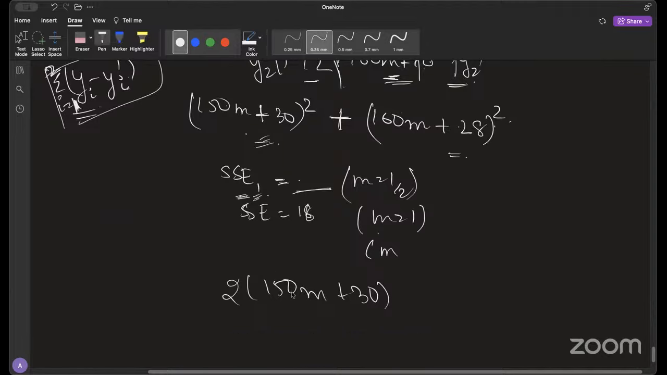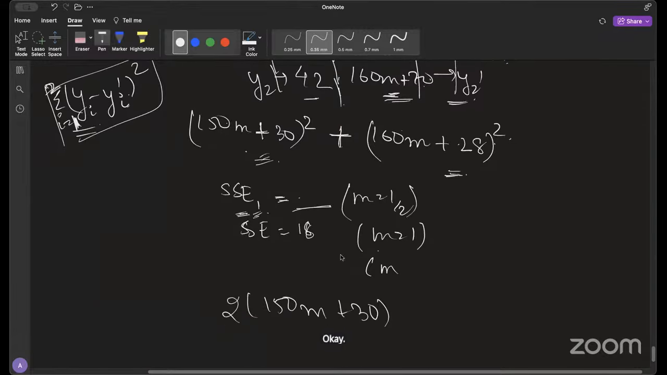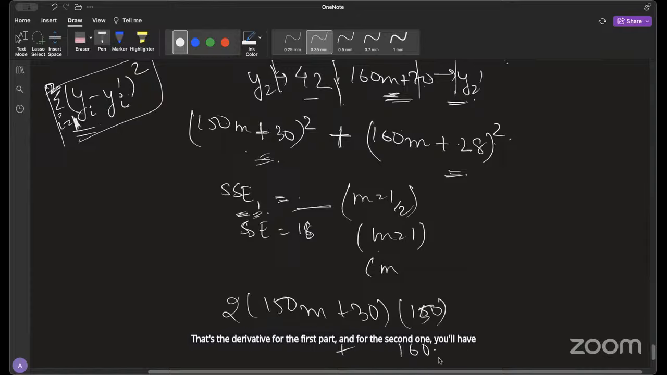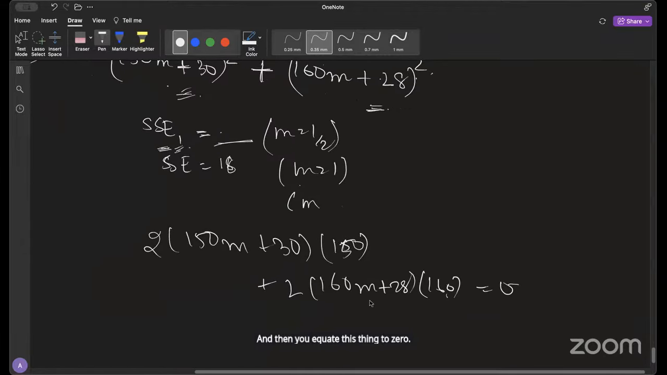Let's just do this thing first. You have this thing, and then you'll have 150 here. That's the derivative for the first part. And for the second one, you'll have 160 m plus 28, 2 times, and you'll have 160 here. And then you equate this thing to 0 and find the value of m.